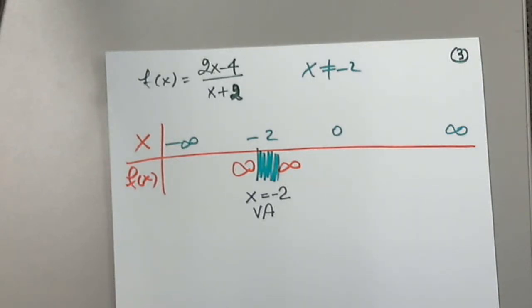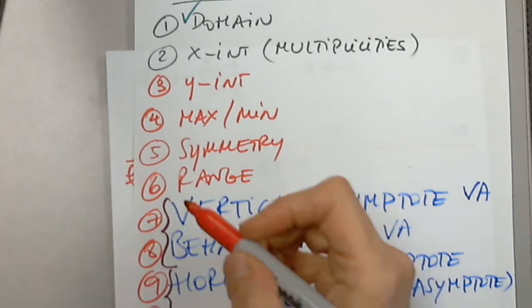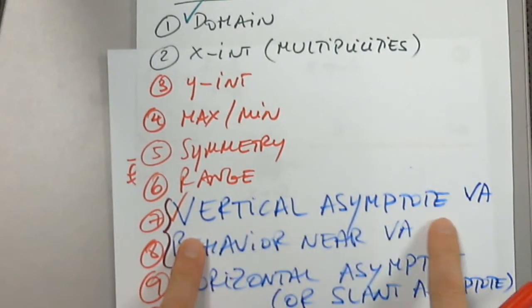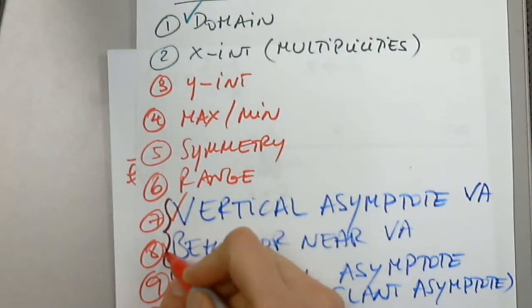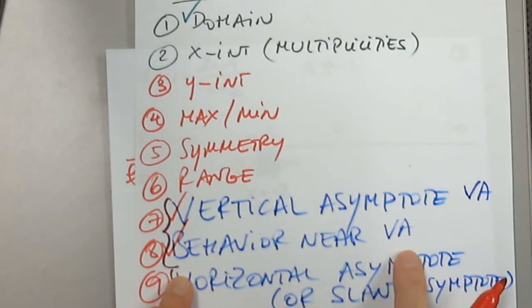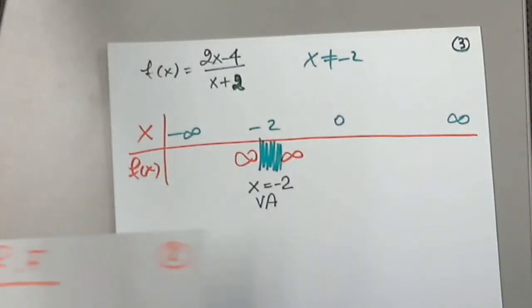Okay, so what did we accomplish so far? We accomplished this by identifying the vertical asymptote. And in a moment, I will identify the behavior near the vertical asymptote, which means one of the four options: positive, positive, infinity; negative, negative, infinity; positive, negative; negative, positive. Wait a second. Yes. One question. Will we always be able to identify number 7 and number 8 once the domain has been figured out? Yes. Okay.